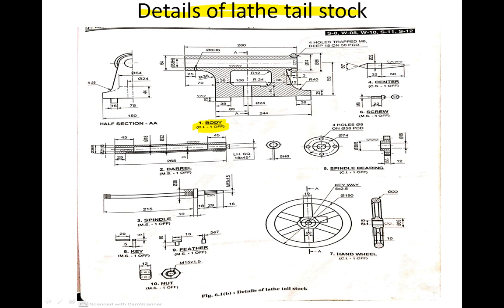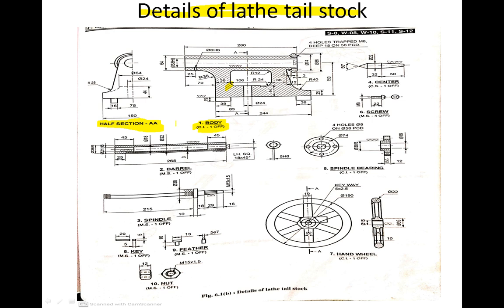In this detailed drawing, the sectional front view of the body is drawn, and the side view, that is a half sectional side view, is drawn, because this is symmetric about its axis. That's why only the half sectional side view is drawn. In this way you have to draw the body.